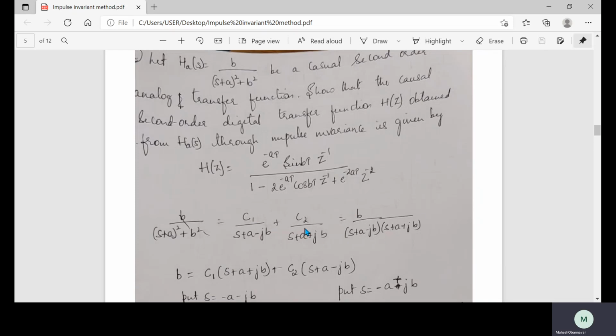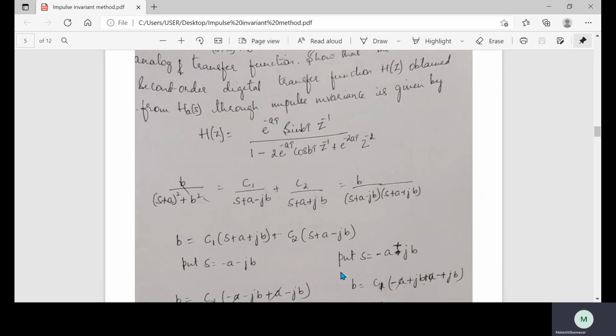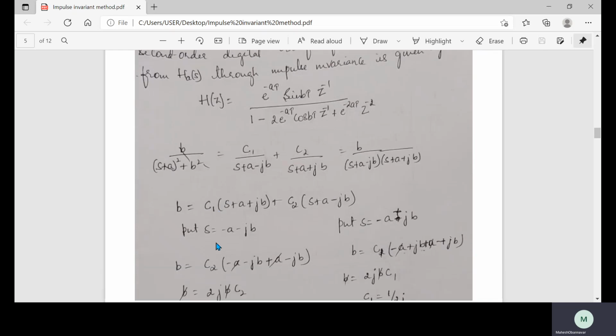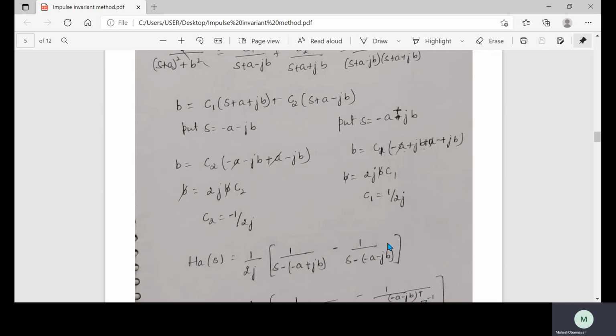So now to get C1 and C2, what you have to do? You have to multiply with this one. So what you will be getting? b is equal to C1 into (s plus a plus jb) plus C2 into (s plus a minus jb). So solve for C1 and C2. Get the values for C1 and C2 such that one term will get cancelled. When you put s is equal to minus a minus jb, this one will get cancelled and you will get the C2 value. When s is equal to minus a plus jb, this term will get cancelled and you will get the value for C1. Like this when you do, you will get C1 is equal to 1 by 2j and C2 is equal to minus 1 by 2j.